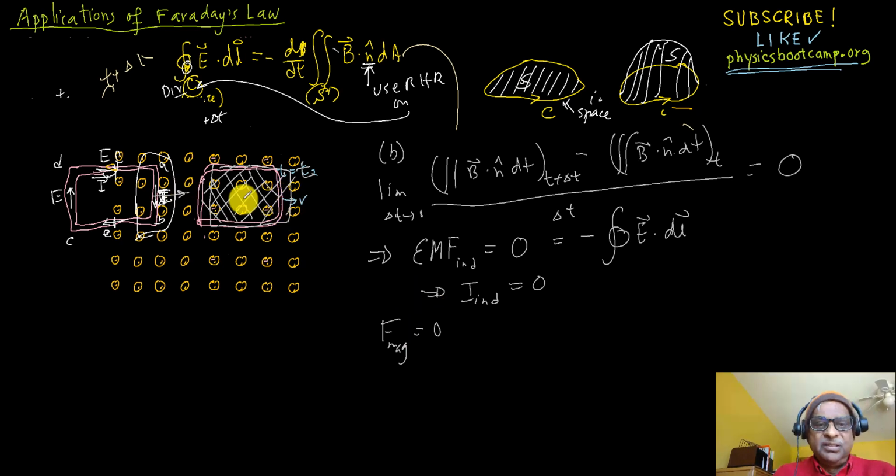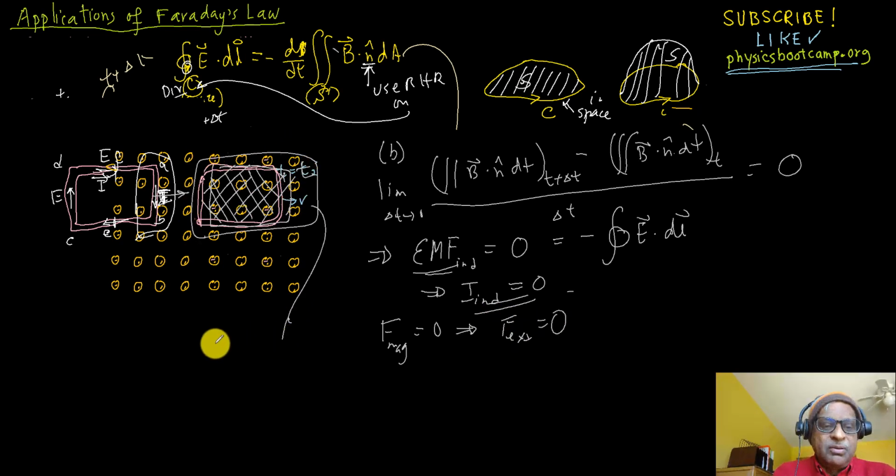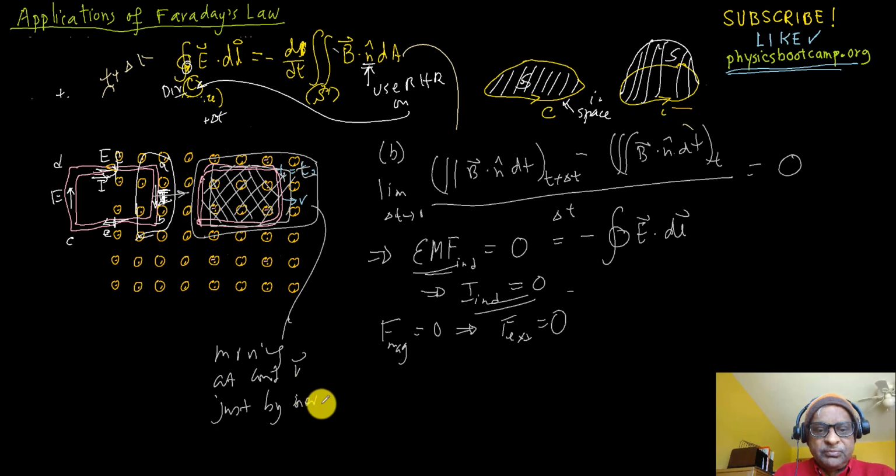Even though it's moving, because the magnetic flux through the area of the loop is not changing, you're going to have no induced EMF, and so no induced current. So with no magnetic force, the external force required is 0. So it actually is going just by inertia, moving at constant V. You don't need any other force to pull it.